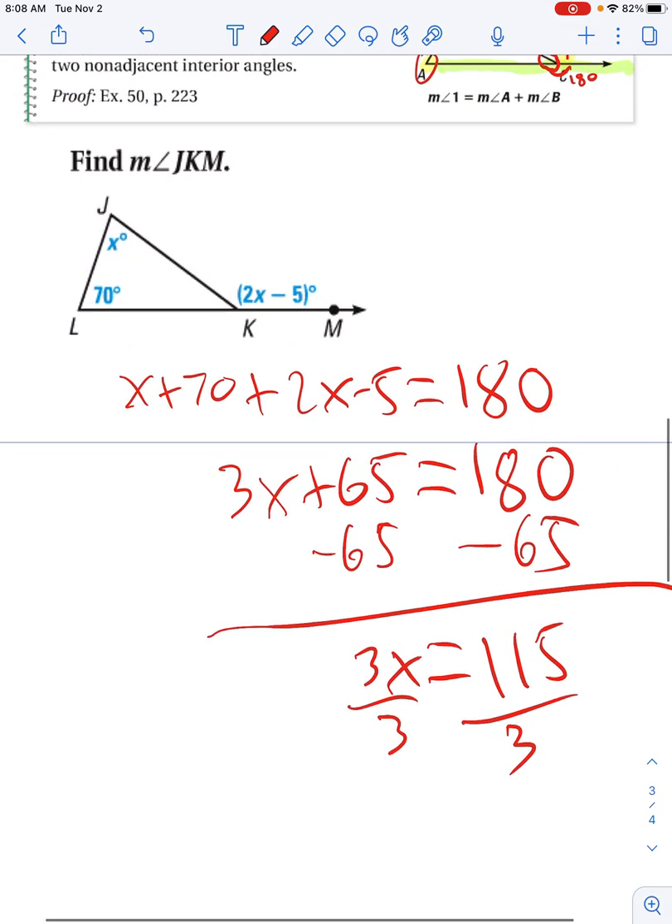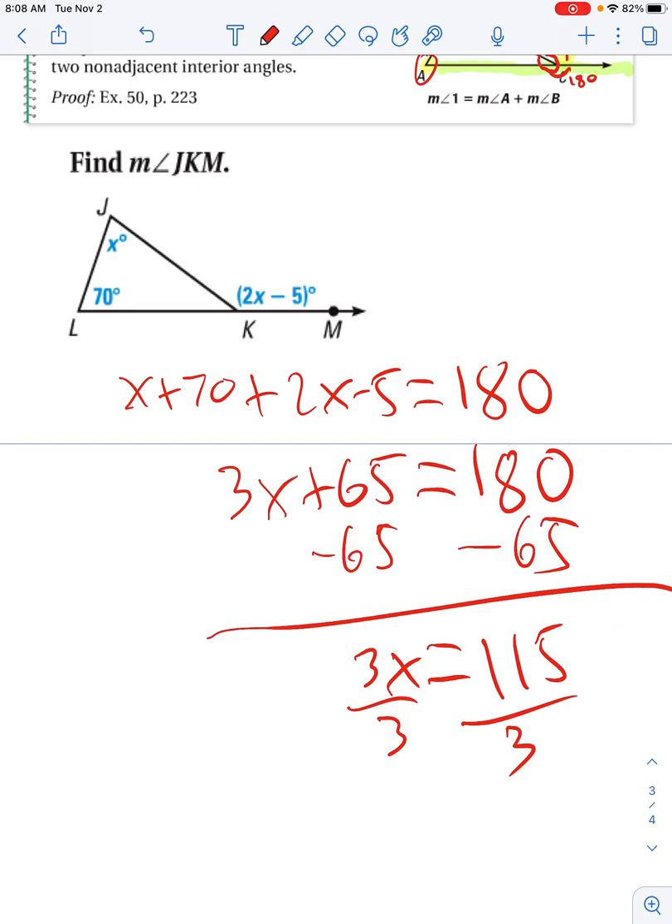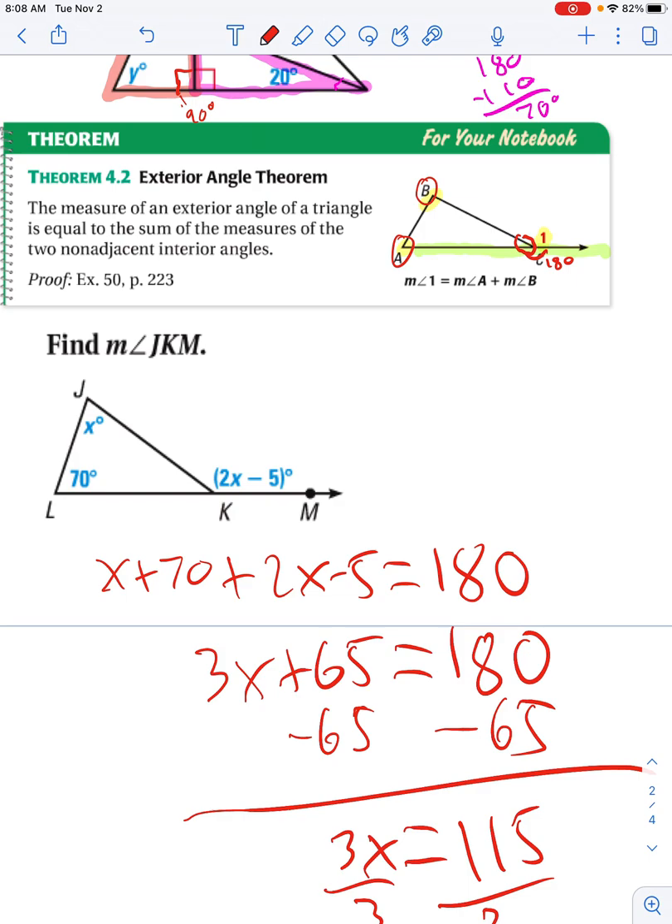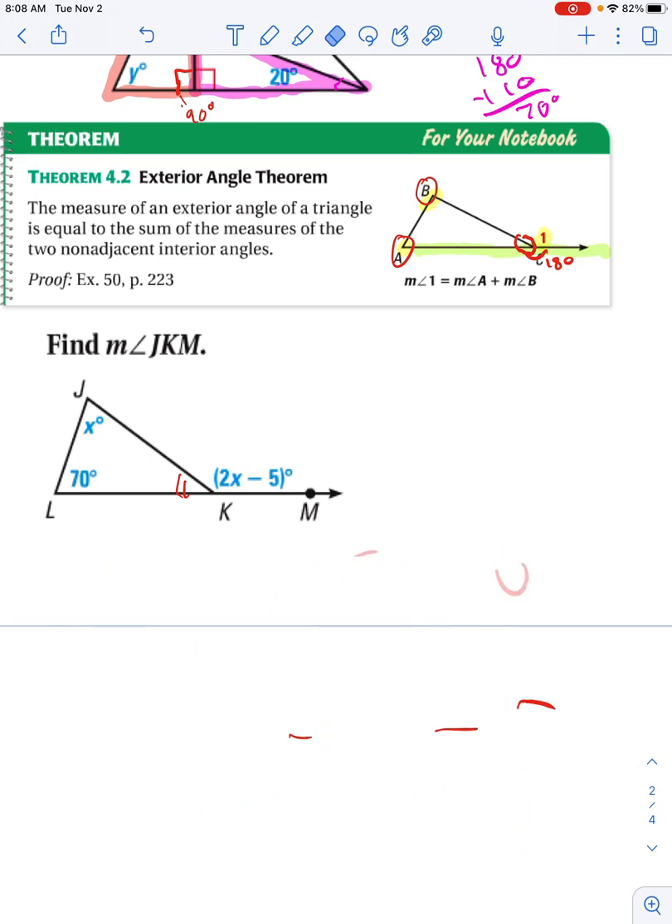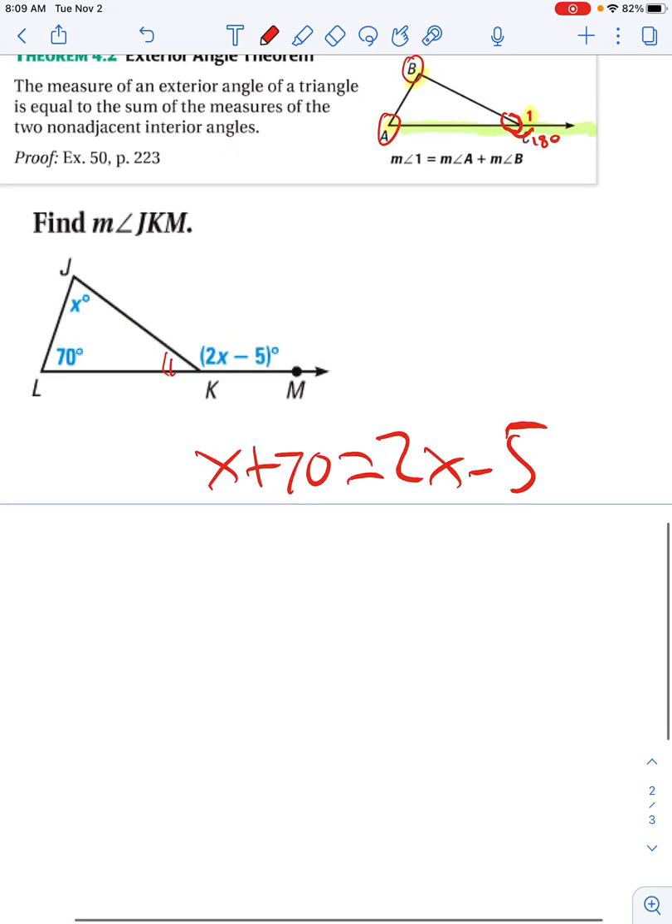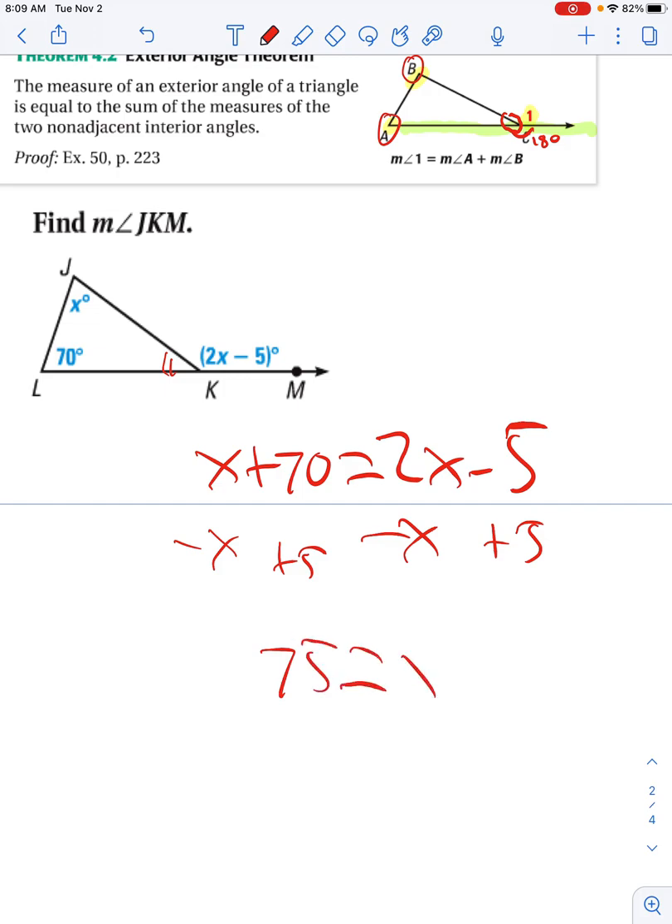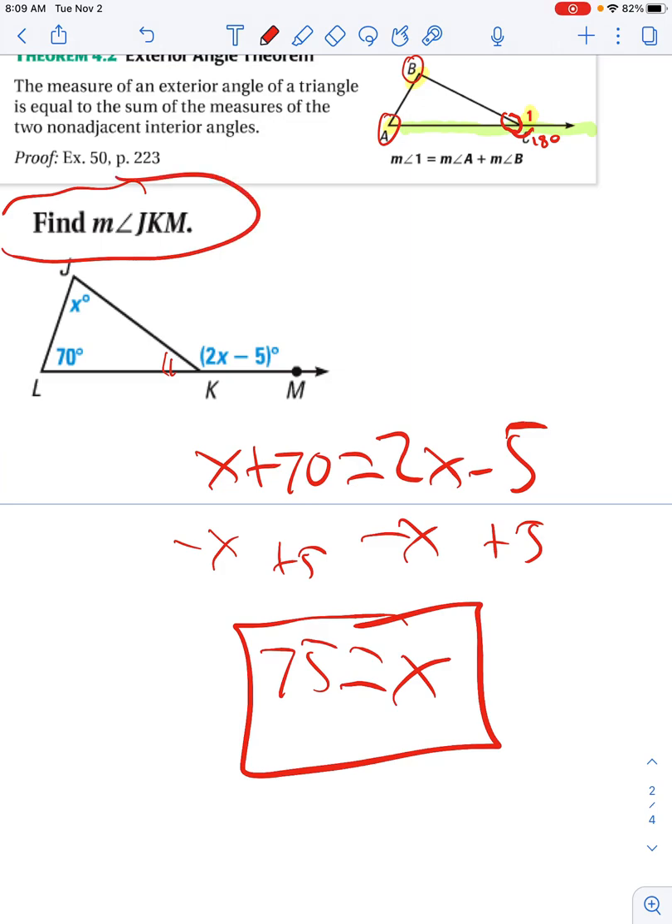Oh, excuse me. It doesn't equal 180. Well, the whole thing would equal 180 because it's a straight line, but I'm forgetting about this angle right here. I forgot about this angle. So what I need to do is set them equal to each other. Apologize. So I will say x plus 70 equals 2x minus 5. Subtract x, add 5, and I get 75 equals x. The question, though, asked me to find the measure of JKM. So find this angle measure here.